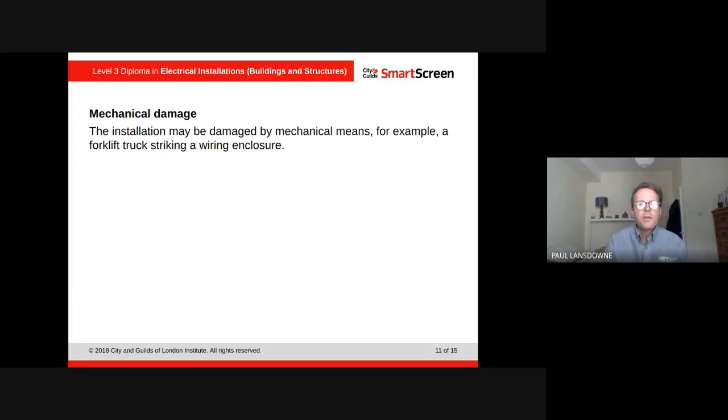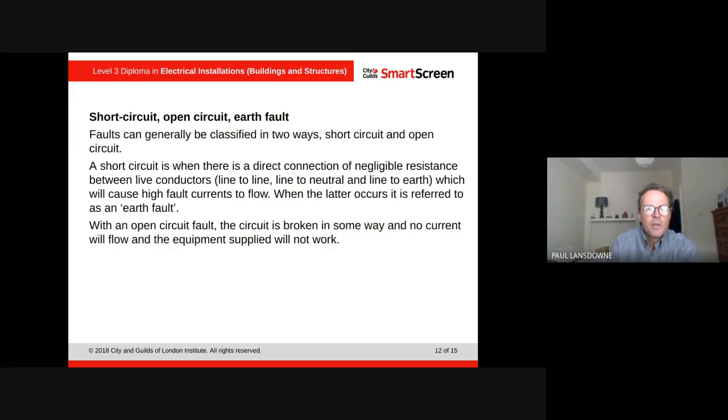Mechanical damage. The installation may be damaged by mechanical means. For example, a forklift truck striking a wire enclosure. Somebody could accidentally damage a cable, put a nail through a wall or whatever. It could be mechanical damage. So how these materialize, we'll look at this when we actually do fault finding and fault diagnostics. But faults can generally be classified in two ways: open circuit and short circuit.